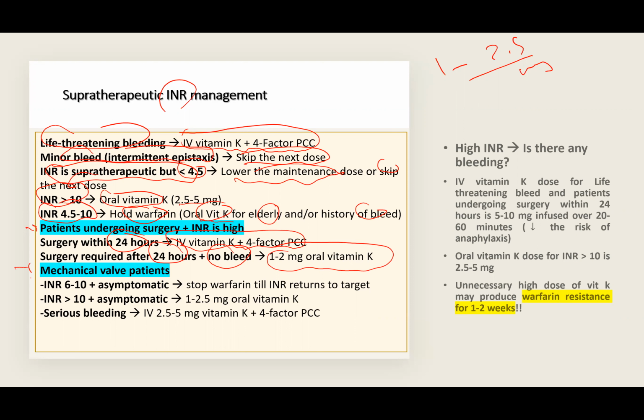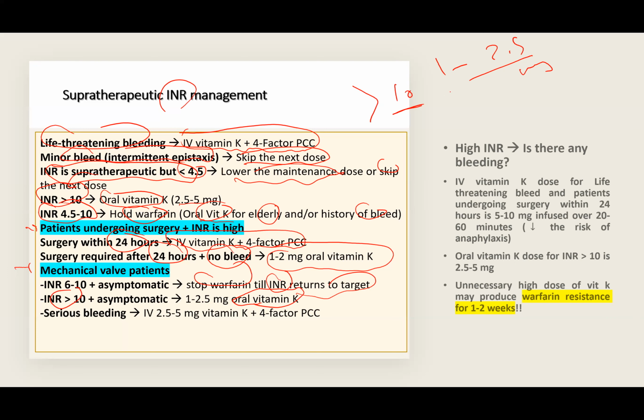Now, if the patient على mechanical valve, if the patient عنده mechanical valve, والINR تبعه from 6 to 10, plus asymptomatic, what will you do? Same thing. If the INR is from 6 to 10 plus patient ما عنده bleeding, you will stop warfarin إلى أن يرجع ال INR إلى target range. ولو كان ال INR more than 10 plus no symptoms, of course, the same thing, you will give oral vitamin K. So اتفقنا إنه لما ال INR more than 10, you will always give oral vitamin K.